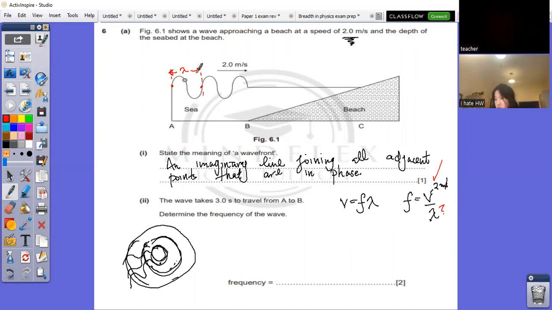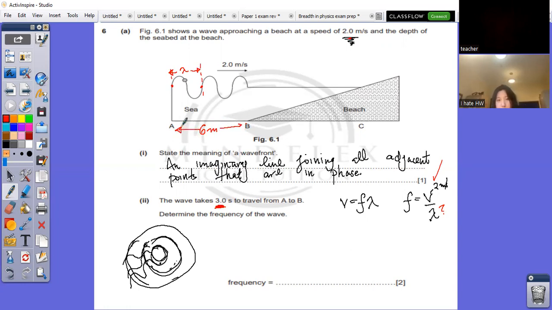They're being very crafty. All right, let's think about this. If the wave is traveling at 2 meters per second, and how long does it take to go from A to B? 3 seconds. 3 seconds, so 6 meters. Very good. So this distance here is 6 meters.